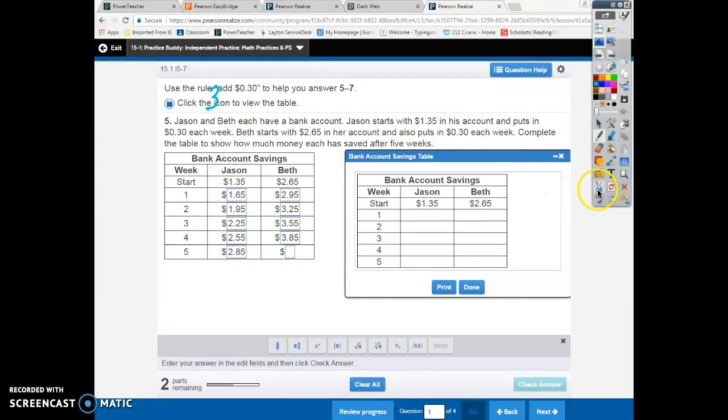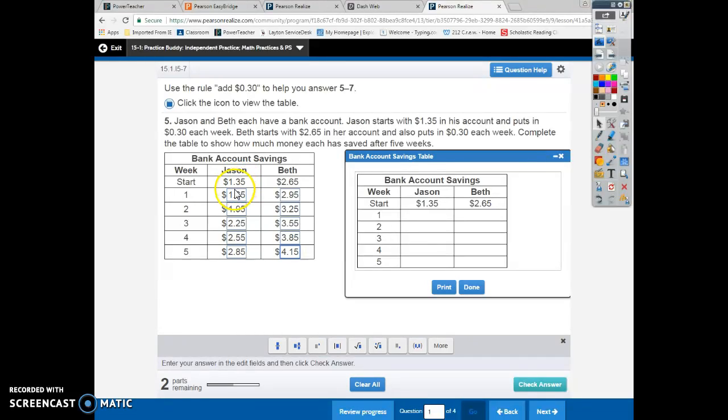whoa, my pen jumped. 3.85 plus 30 cents. I'm adding 5 there. 8, 9, 10, 11. Carry the 1. Decimal point down. 3 plus 1 is 4. I should be at $4.15. Then we want to check it.